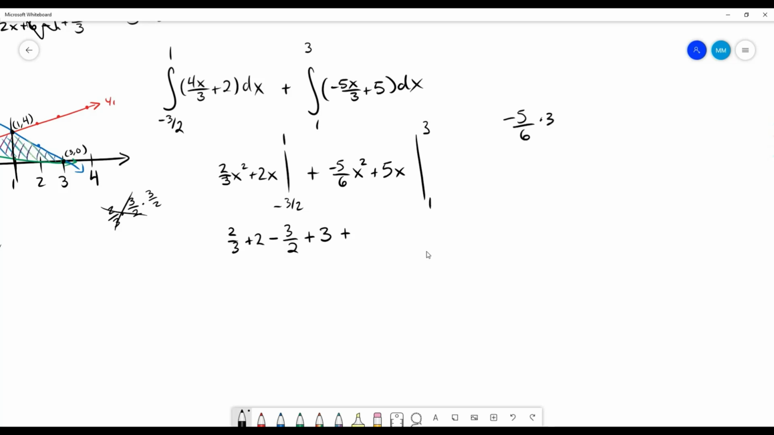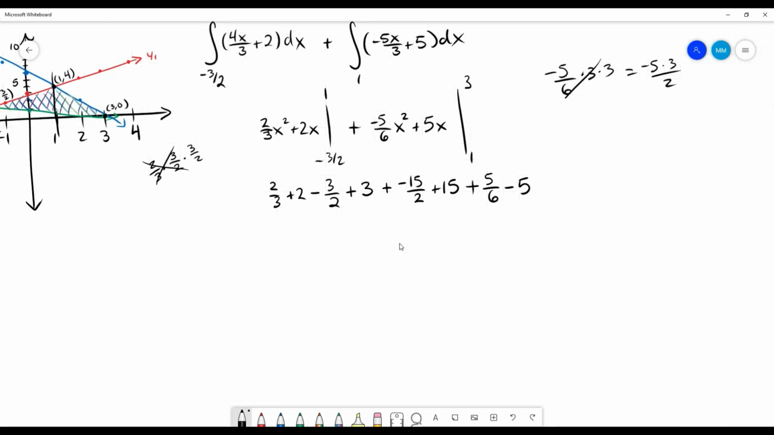So times 3, which turns into -5 times 3 over 2. So it's going to be -15 over 2 for our first bit, and then plus 15, and then minus, because we're plugging in our lower bound. This turns into a positive because it's minus negative. 1 times 5/6 and -5. Okay, now we just combine like terms from here.